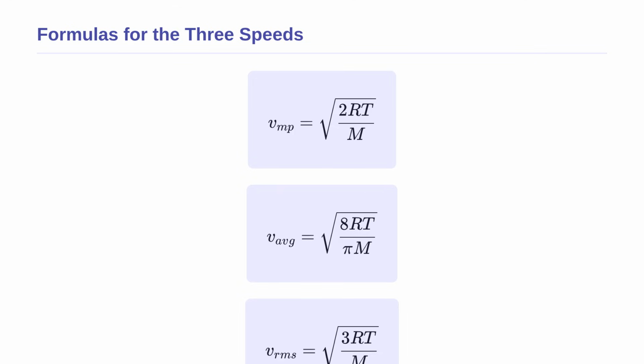For the most probable speed, the number is 2. For the average speed, it is 8 divided by pi, which is roughly 2.54. For the root mean square speed, the number is 3. Because 3 is the largest number, the root mean square speed is always the fastest, followed by the average speed, with the most probable speed being the slowest.